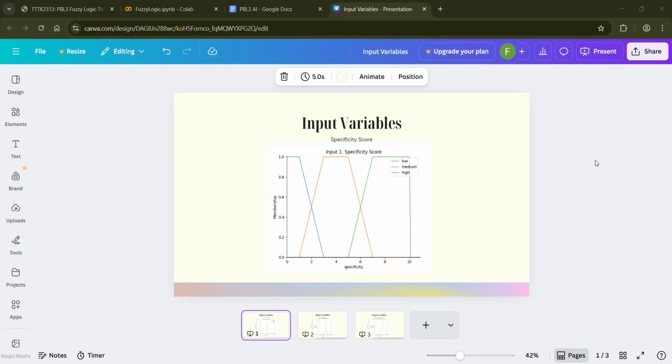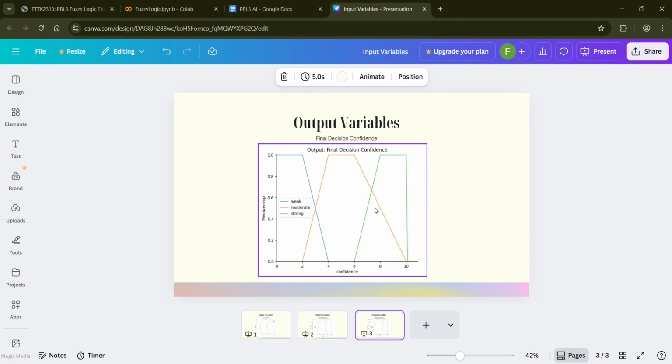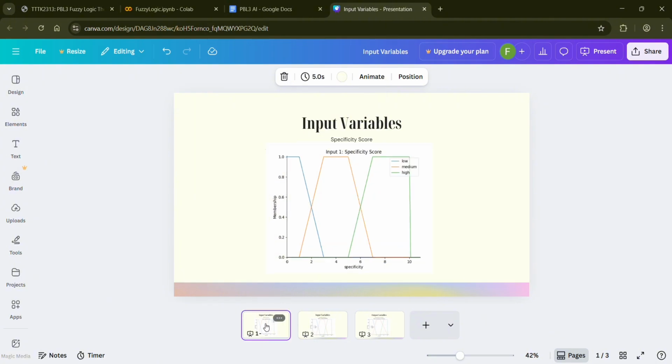In this video, I will explain the fuzzy variables used in my project. The system has two inputs, which are specificity score and evidence reliability, and one output variable, which is final decision confidence. These variables help to determine how confident the system is that a video is manipulated.